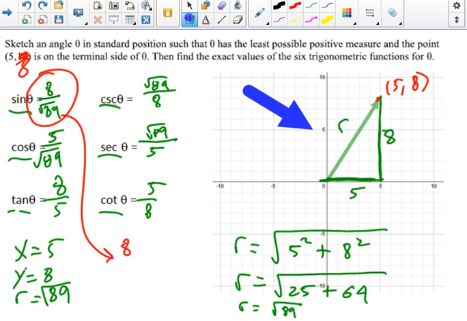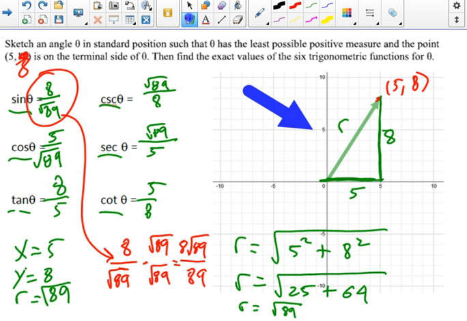We're not really allowed to have a square root of 89 in the bottom there. So in order to get rid of that, of course, we multiply top and bottom by the square root of 89. That will produce just a plain old 89 in the bottom. And the top, I'll have 8 times the square root of 89.